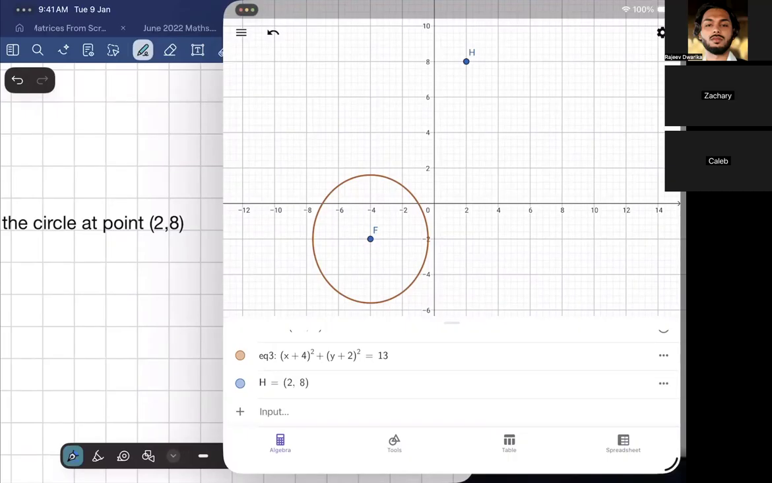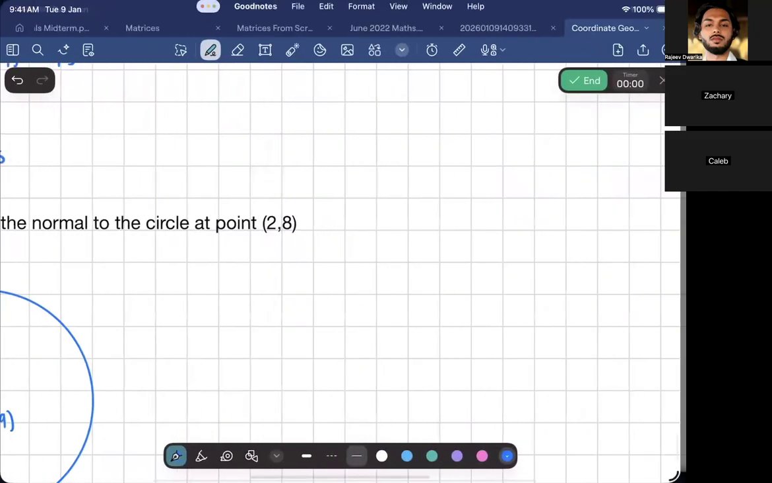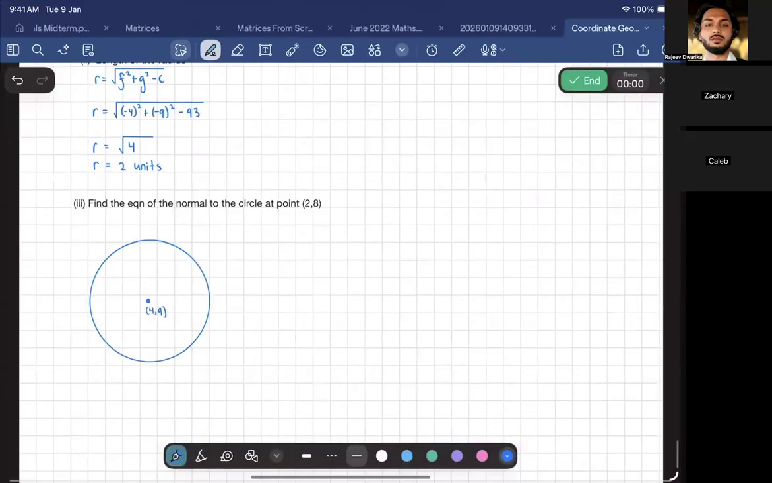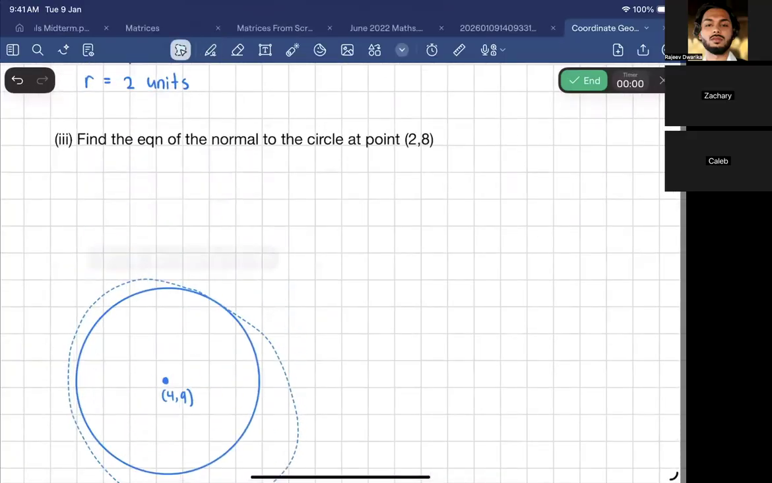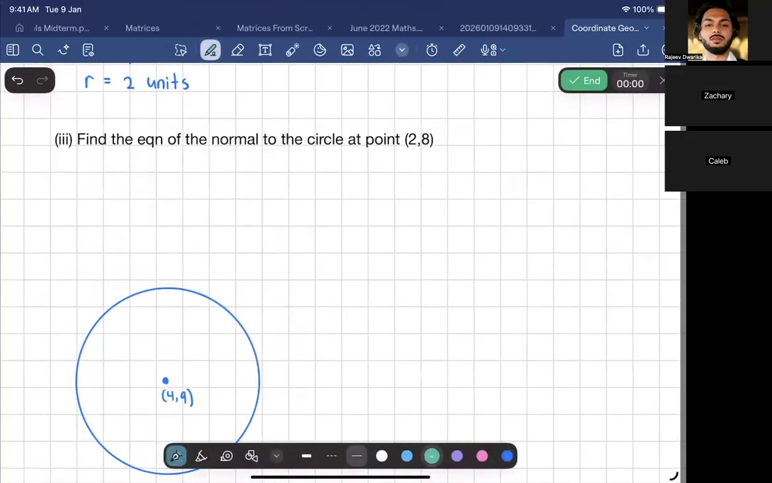Yes, sir. But I have a question. Does it look like it is along the same line? Here, when we do the question, you'll understand it. But for now, I just want you to understand that we have a circle and we have a point somewhere on the outside. You with me, Caleb? Yes, sir.